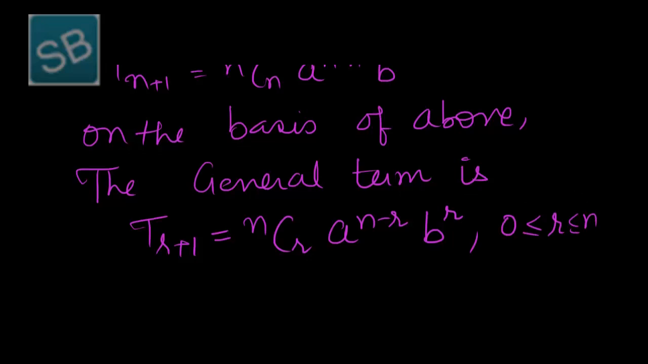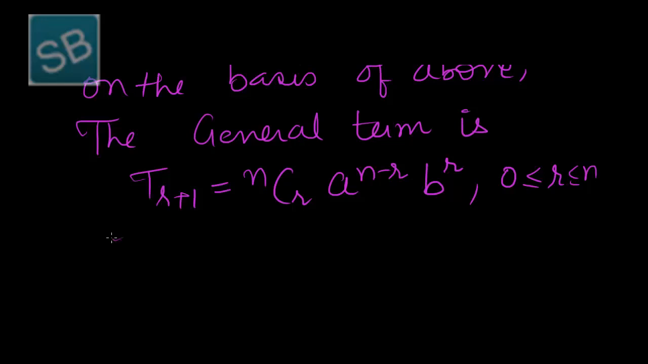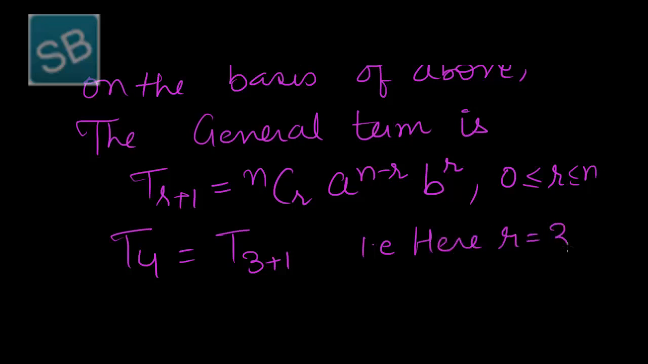That is, if we have to find the fourth term, that is T4, we have to write T(3+1). That is, here we have to take r is equal to 3. So this is the general term of the expansion (a + b) raised to power n.